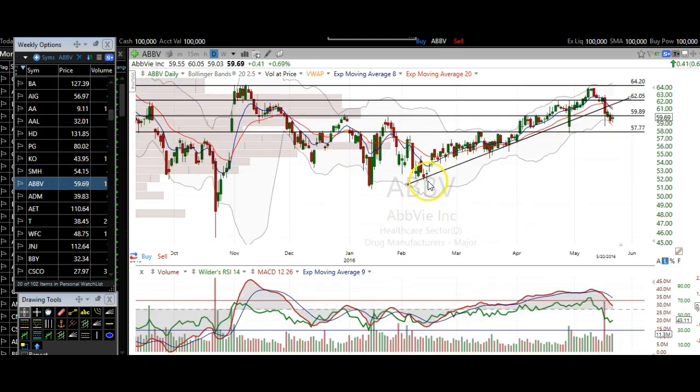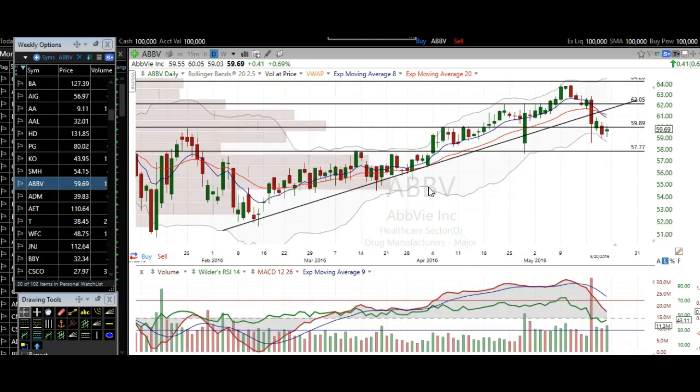Next, I want to cover ABBV. ABBV broke below this uptrend line right here on this candle right there, and we've got support at 57.77. Some pretty thick area right there from the highs of these few candles right there, as well as it was the low of this candle right there.